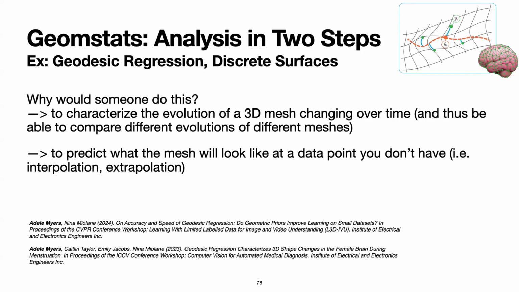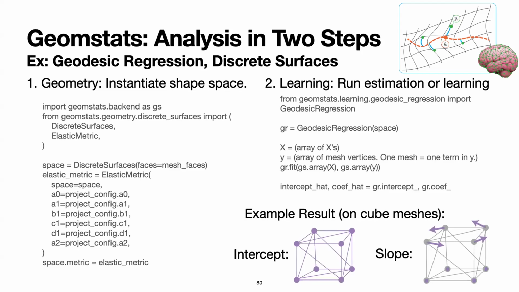Or you can use it to predict what the mesh will look like at a data point you don't have. For example, let's say you have a measurement at time 1, 5, and 10. You could use geodesic regression to interpolate between those points or predict something at time 100. And again, 2 steps. First, instantiate the manifold. This is where you would put in the faces. And then when you compute distances, like if we were to do the Frechet mean, then 0.1 would be the vertices, and 0.2 would be the vertices of the second point.